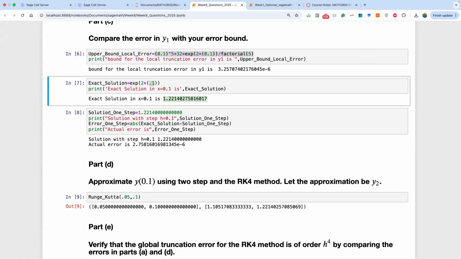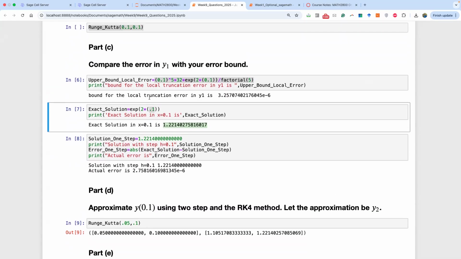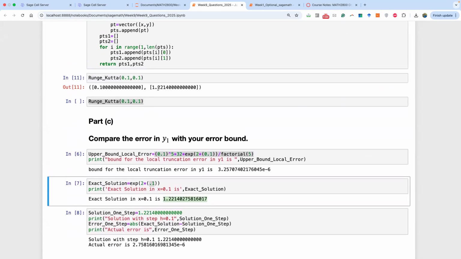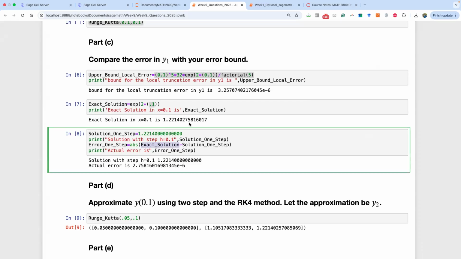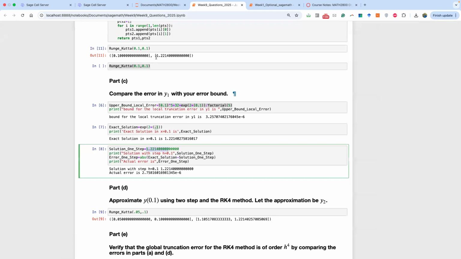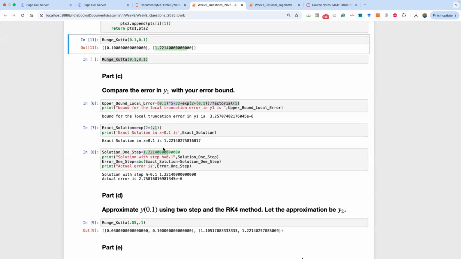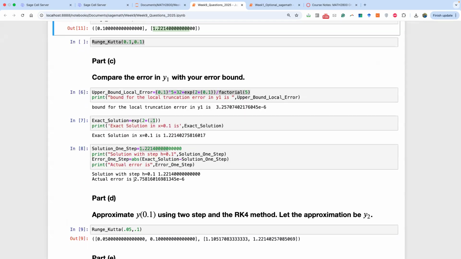Now, the solution of one step. If I use this here, the solution at 1/10 is this one. Now, global error. Since it is one step, in one step, global error and local error are the same thing. So I get the subtraction of the exact solution, which is coming from here, and the one-step solution, which I got from here. The subtraction is this.